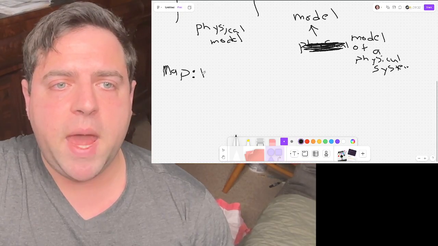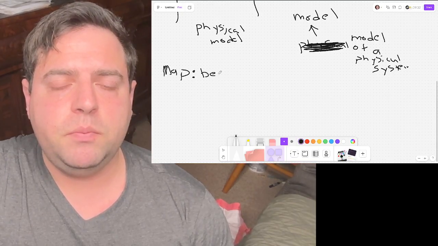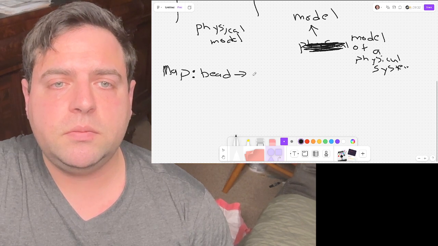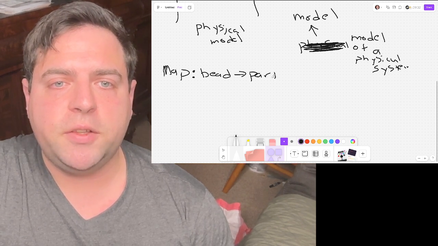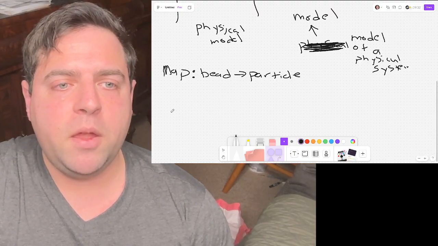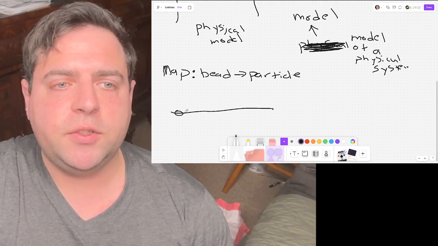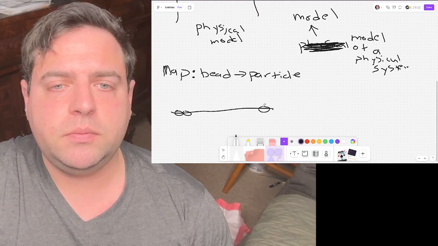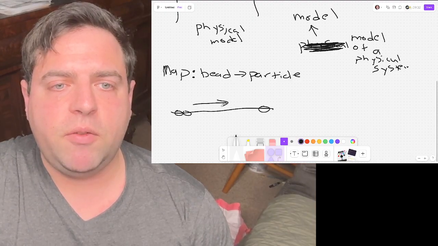If you simply map B to particle, there's your correspondence. There's your isomorphism, right? Because these beads go along a rod, so it's just one-dimensional. It can only travel in one direction.